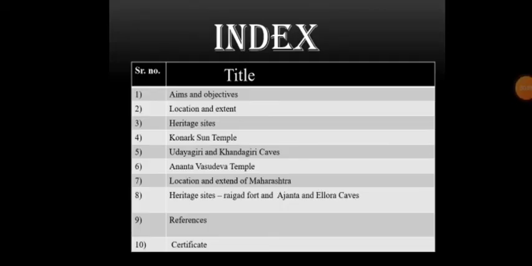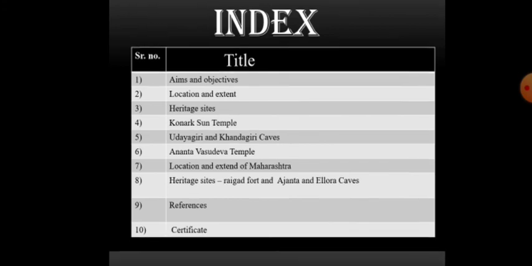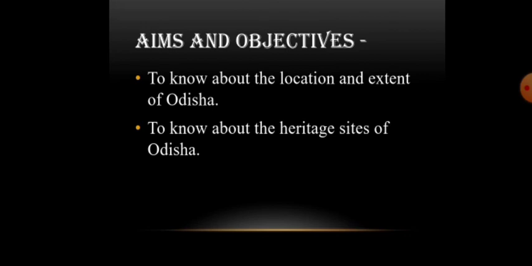Let us move towards the index. Today we are going to discuss aims and objectives for the project, location and extent of Odisha, heritage sites in Odisha, first the Konark Sun Temple, Udaigiri and Khandagiri caves, and last the Ananta Vasudeva Temple. Location and extent of Maharashtra, heritage sites in Maharashtra such as Raigad Fort and Ajanta and Ellora caves, references and certificate.